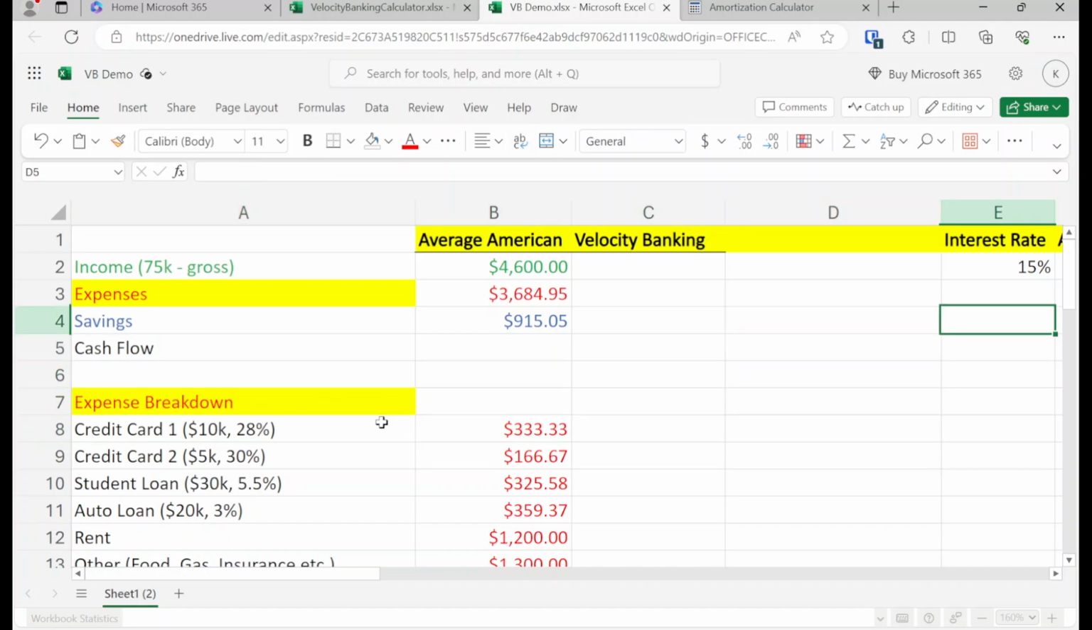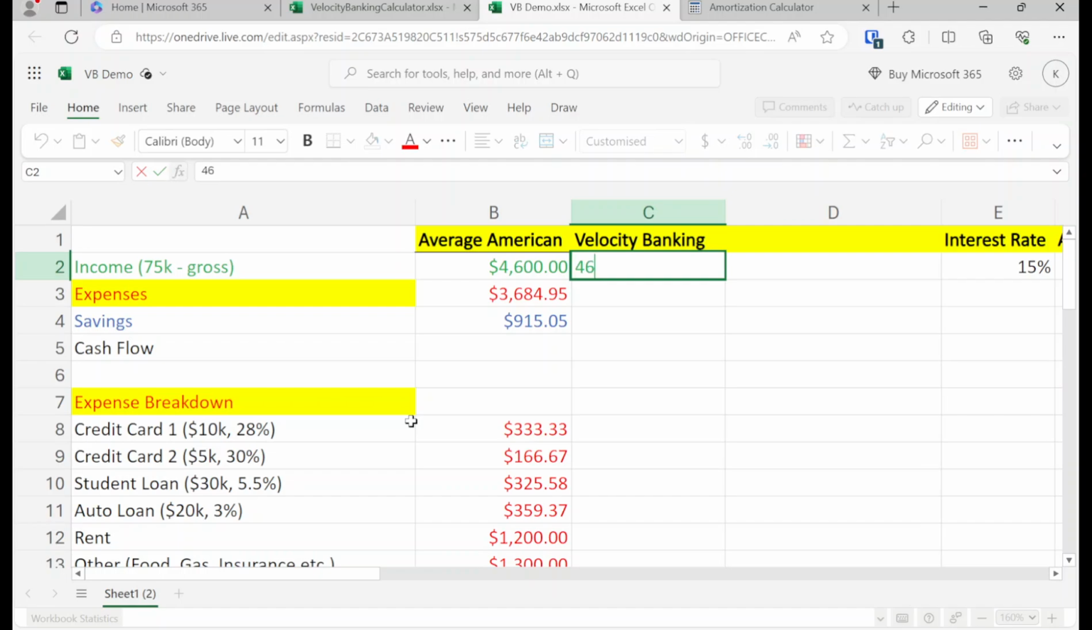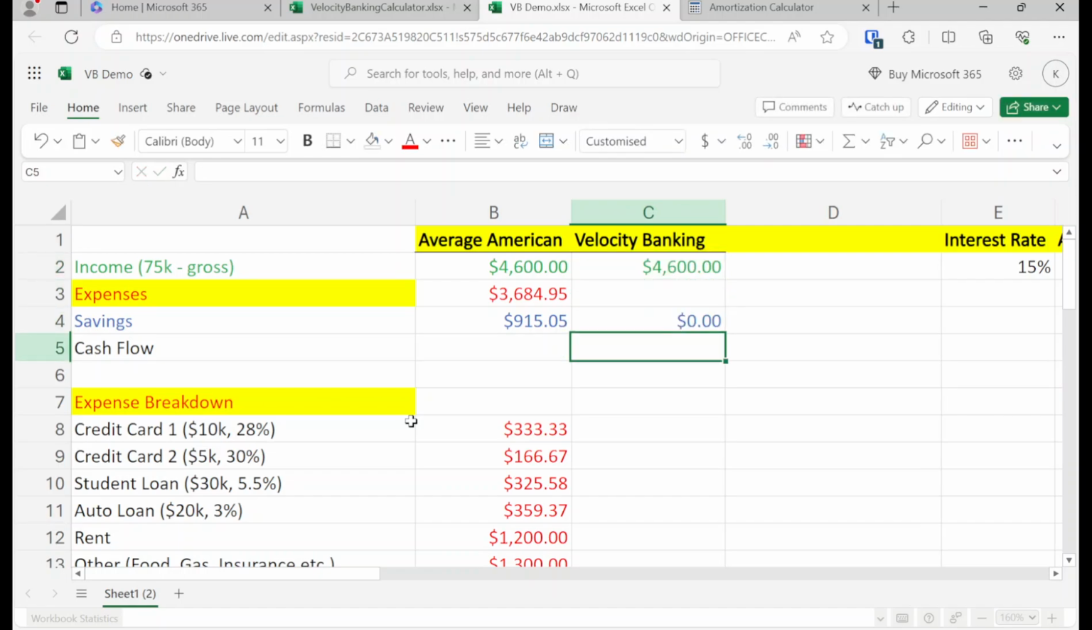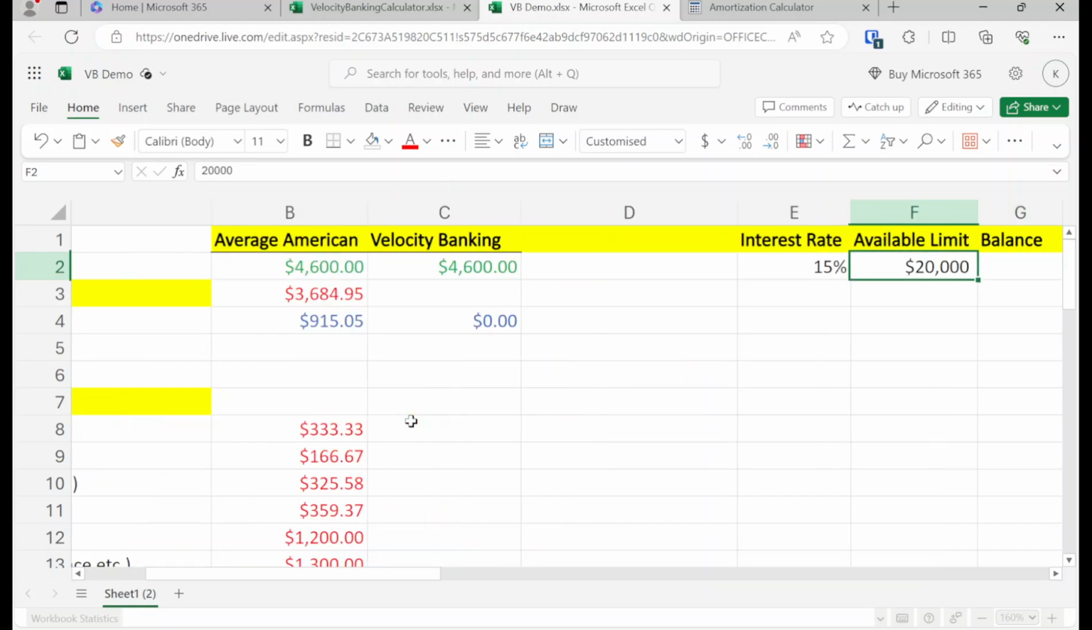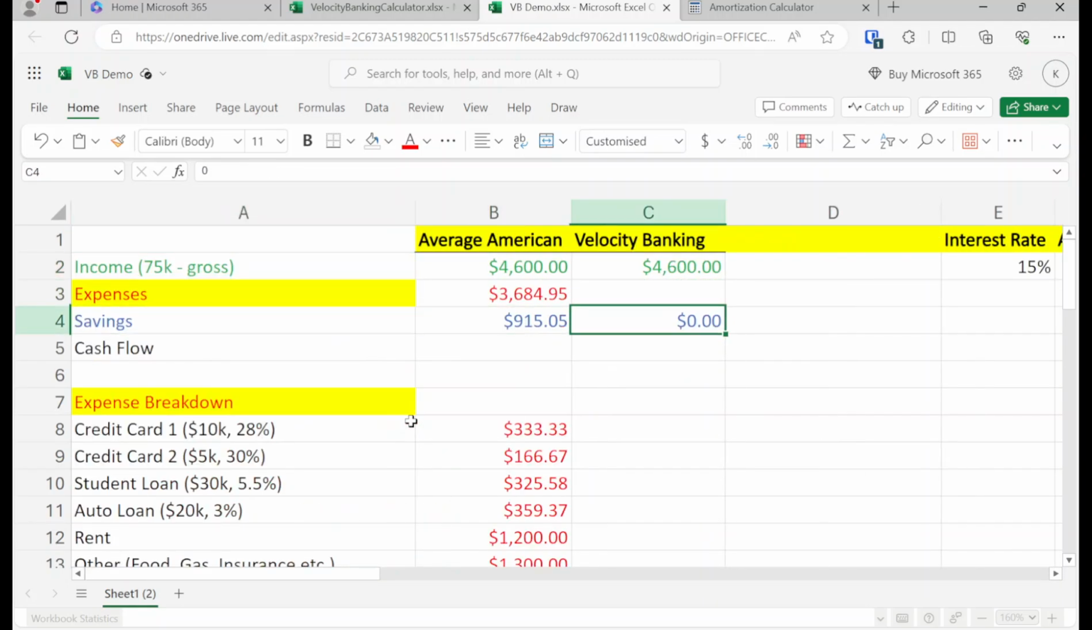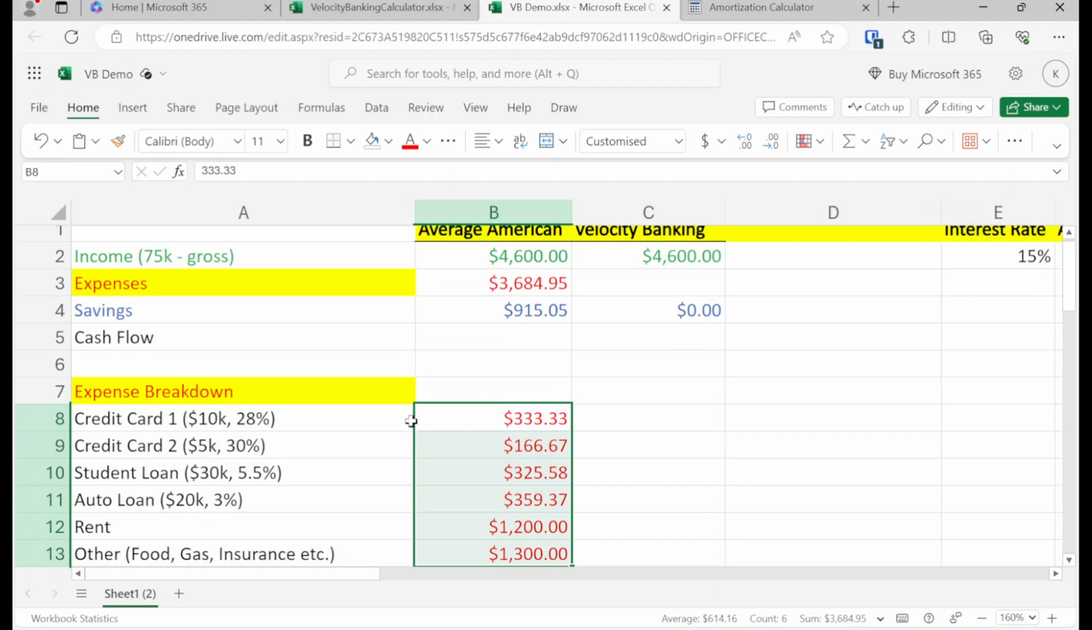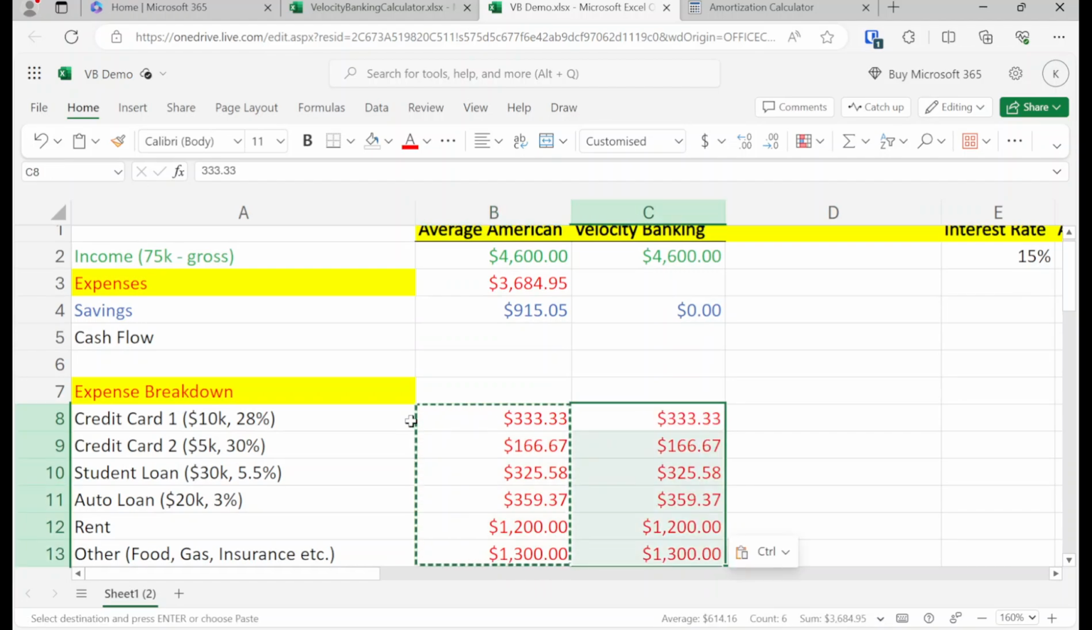But let's assume we have access to a 20 grand line of credit, and there are two rules to the game: same income, so 4,600, although more income is great, and no savings, right? And what we're going to do is transfer some debts, and the entire process of velocity banking is you take your entire paycheck, put it into a line of credit, and then you take your expenses out of that line of credit, okay? So now let's go ahead and do this. We're going to do some re-engineering of our expenses right here.